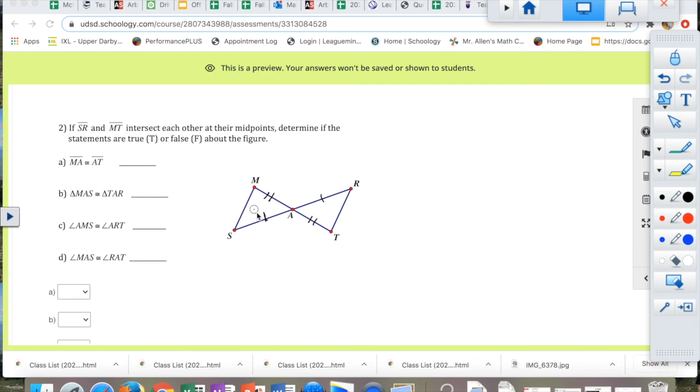I call these kissing triangles. And like we learned in chapter 1 in the very beginning of class, these are vertical angles. So that means this angle is congruent to that angle. Let's see what we can do now. We got side, angle, side, side, angle, side. And over here, if I start on this line with the 1 tick mark, I got side, angle, side. So MA is congruent to AT. That's true.